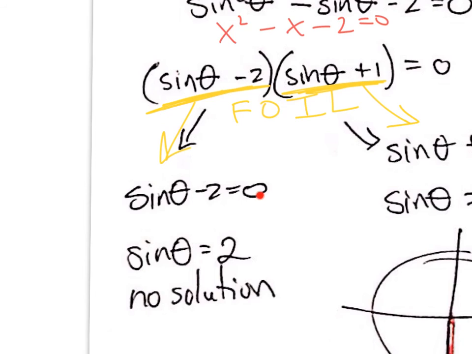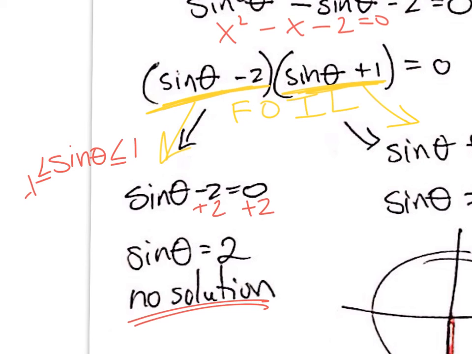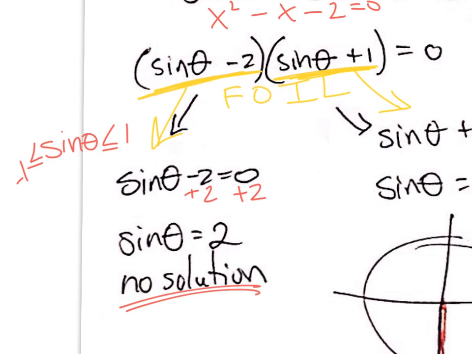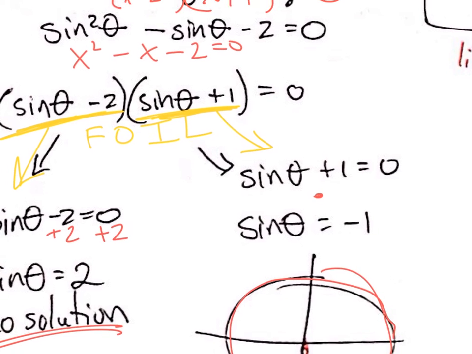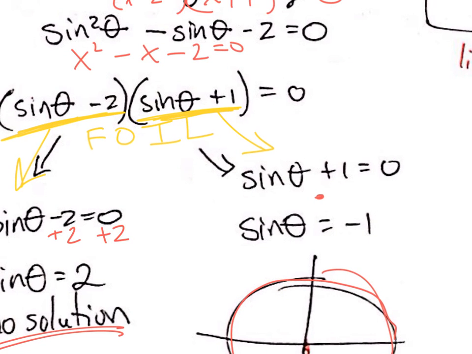So sine theta minus 2 equals 0. We're going to do a little algebra, add 2 to both sides. Sine theta equals 2. No way. Remember, sine theta or cos theta, they're always between 1 and negative 1. It doesn't fit on the unit circle. If we're thinking about the unit circle sine theta 2, be way up there, and it's got to be somewhere on the circle.